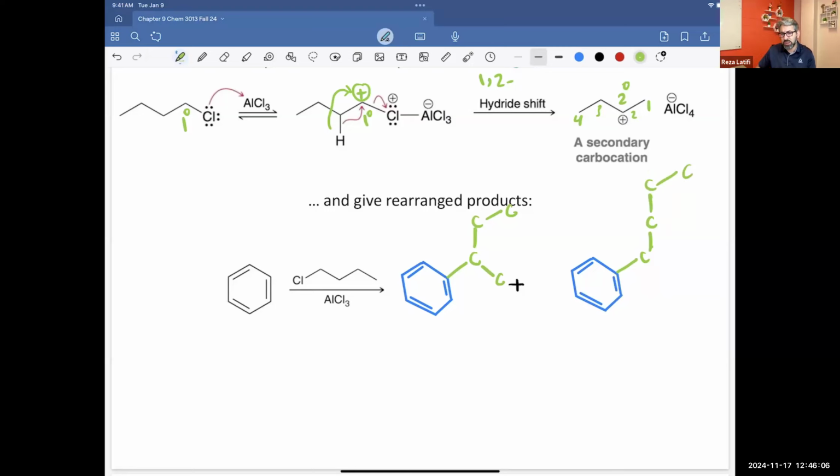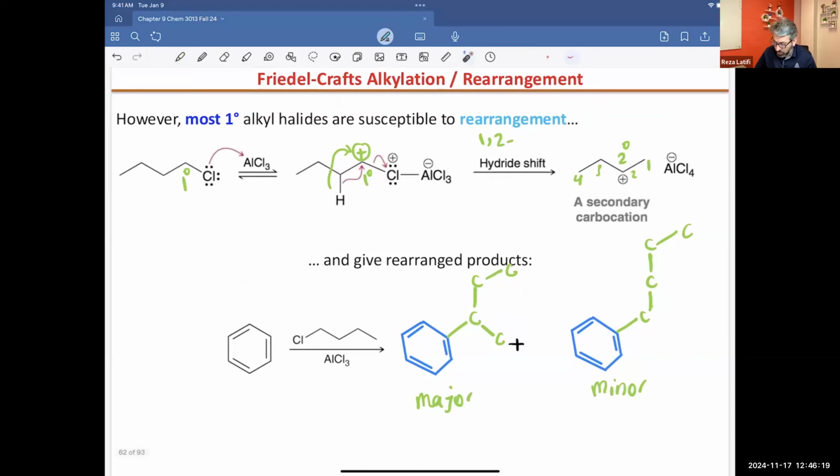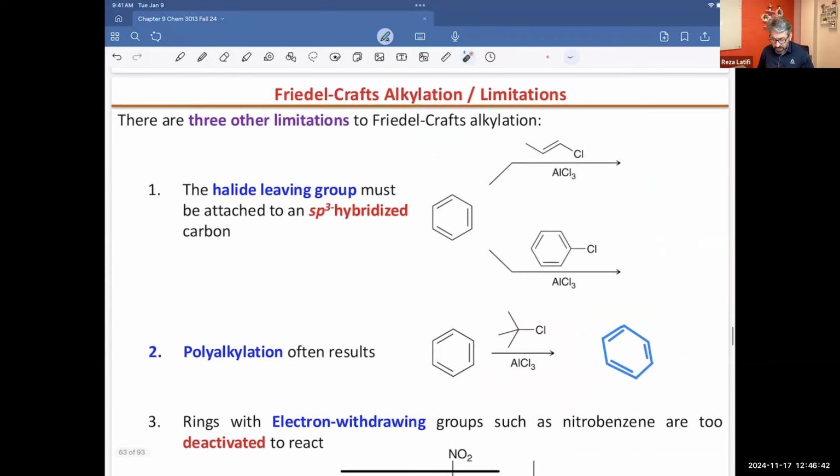So instead of butyl, I got a secondary butyl product. This is going to be the major one, and that one will be the minor one. But the question is, what if I want this product instead of, for example, this one? In that case, this method comes with a limitation, and the side product will be the major product. So maybe you should switch to a different method instead of simply using a primary alkyl halide.